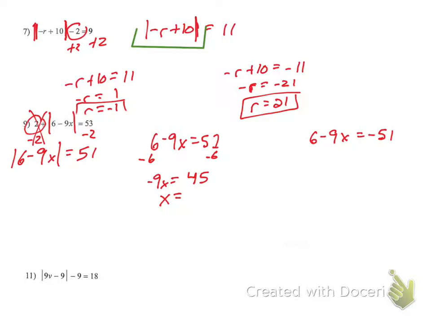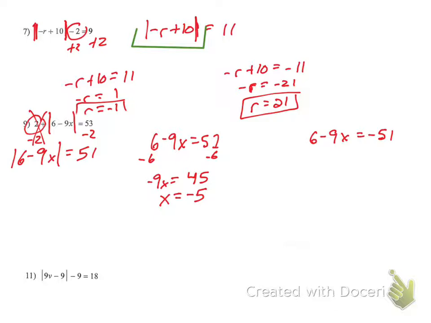It's the end of the day. My brain's tired. So I do 45 divided by a negative 9, and I get a negative 5, so I was right. So that's my first answer. Then I got to solve my other one.